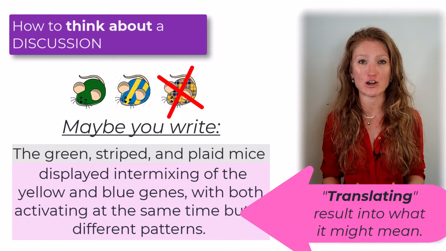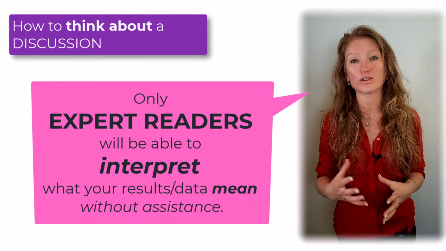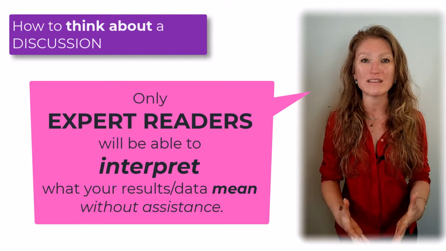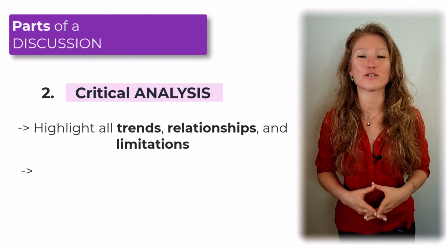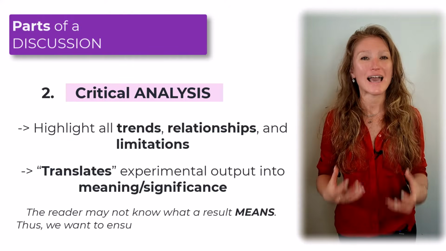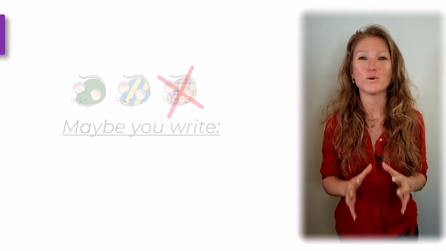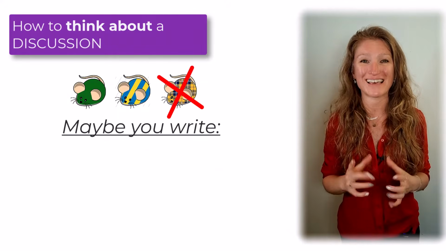that they might understand. Your reader is not an expert in your field and they may not know what the direct output of an experiment means, so we want to make sure we tell them what we think the direct output of that experiment means. This is going to be the critical analysis of your results. With this part of your discussion, we want to make sure we highlight any key relationships, trends, and limitations of our work. Moving on, we can continue talking about these mice, and we might say something like this.